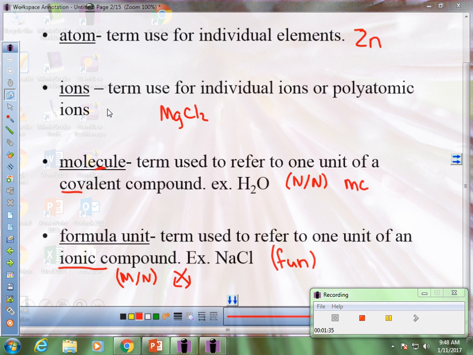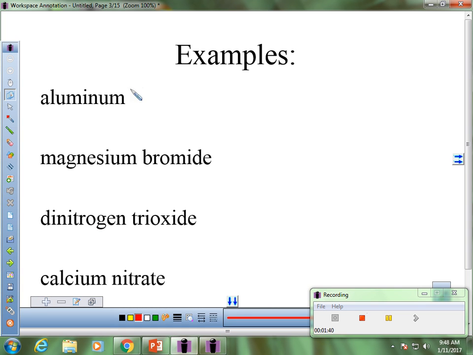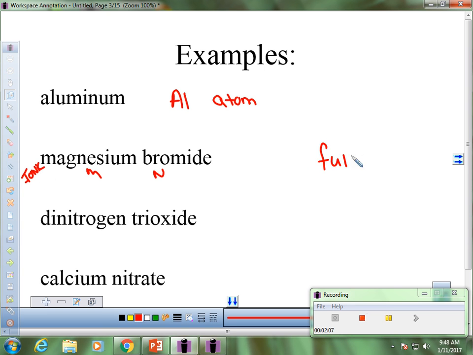So the first part of our notes, we're just going to go through and write the formula and decide if it's an atom, whether it's a formula unit or a molecule. Aluminum would be written Al, and that's just a single element, so this would be known as an atom of aluminum. This is magnesium bromide. This is a metal, and this is a nonmetal, so therefore this is going to be ionic. So this is going to be known as a formula unit.